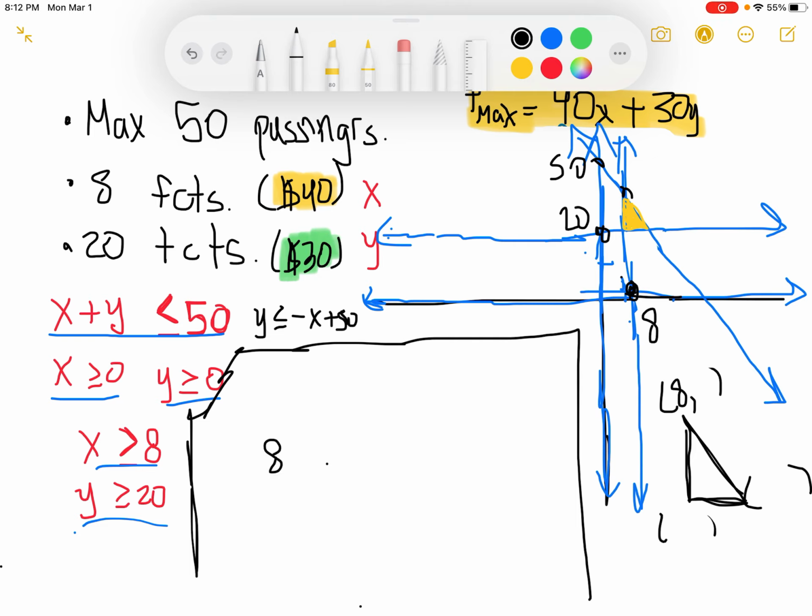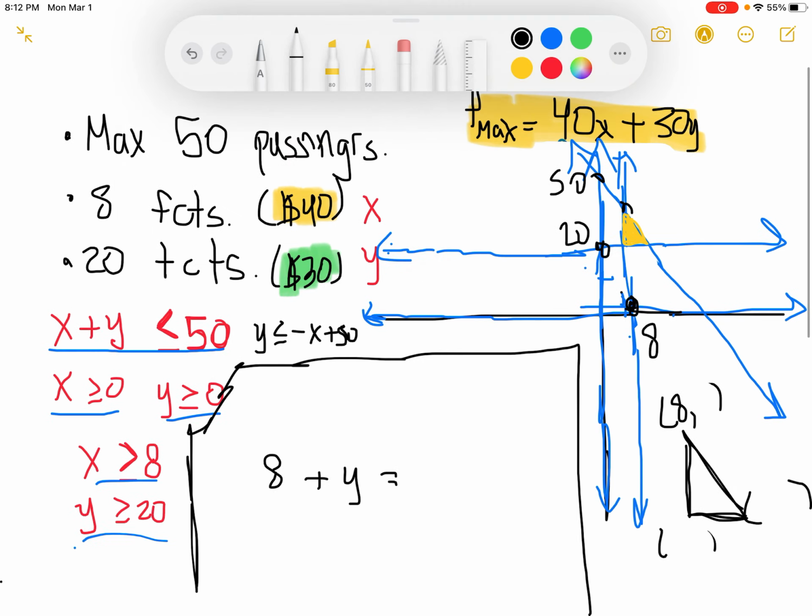Then we have 8 plus y. And even though this is an inequality, when you're doing it for this purpose, you just say equals 50. So then we would know y is 42. Okay? 42. So we found that. That's how you do it. Nothing super complicated.